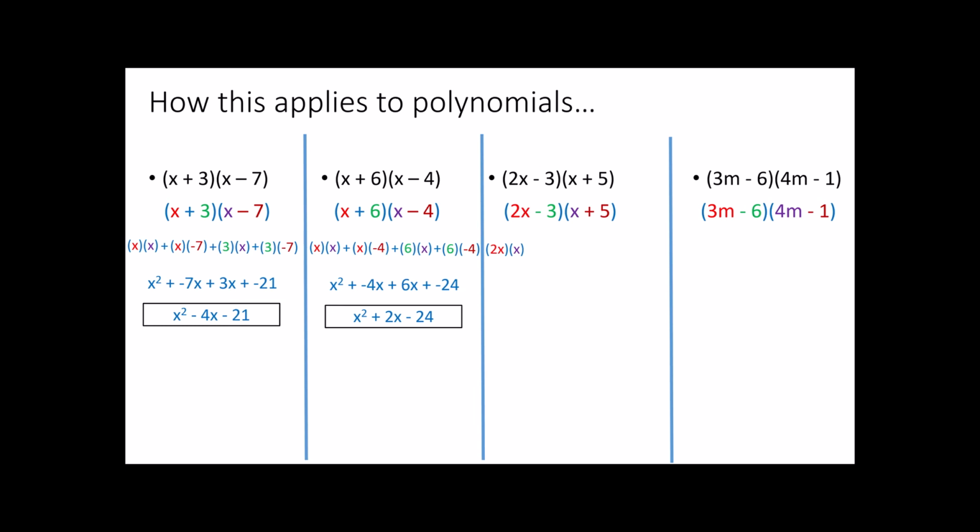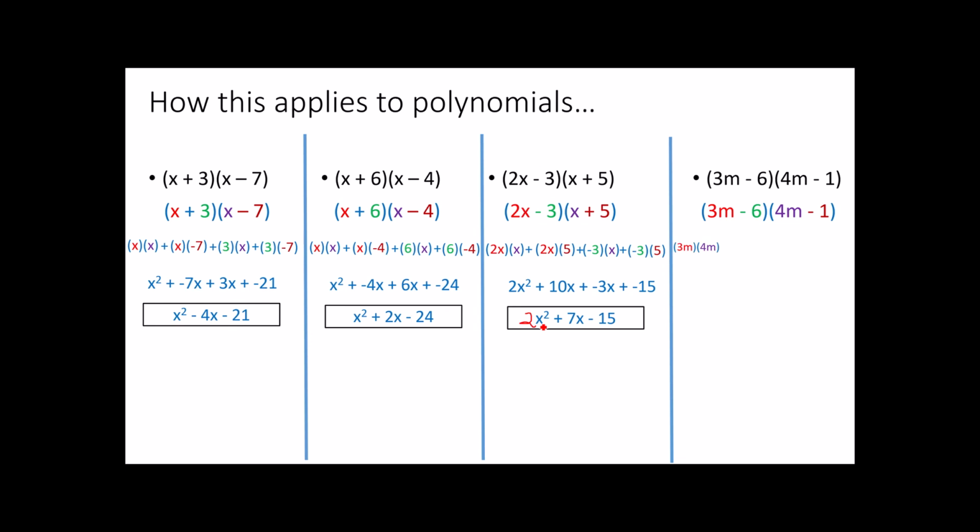2x times x, 2x times 5, negative 3 times x, negative 3 times 5. Well, that's 2x squared plus 10x plus negative 3x plus negative 15, which gives you, oops, little typo there, 2x squared plus 7x minus 15.